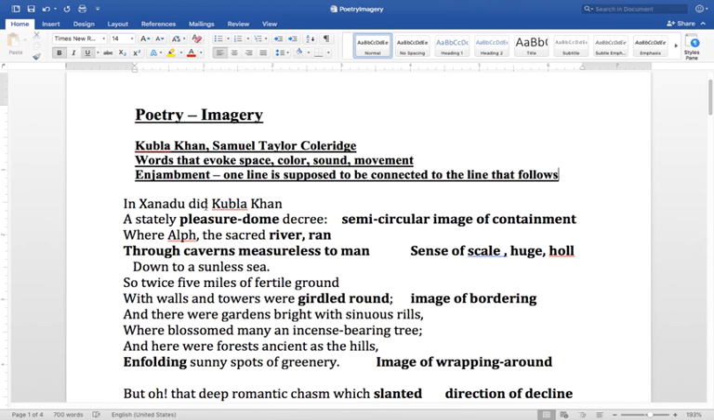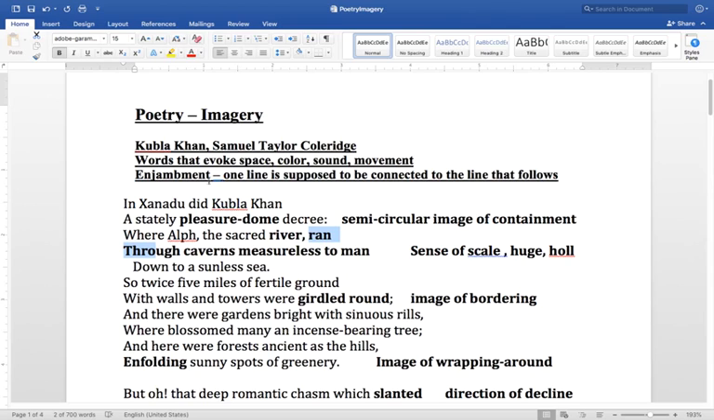And this is a perfect example of this, right? Where Alph, the sacred river, ran through caverns measureless to man. Notice that we're supposed to read these things together. This word ran is enjambed, right? What does that mean? It means that we're supposed to connect that line to the line that follows. So we're supposed to read where Alph, the sacred river, ran through caverns measureless to man. We don't stop with the word ran. We connect ran and through together, right? Because these lines are enjambed.